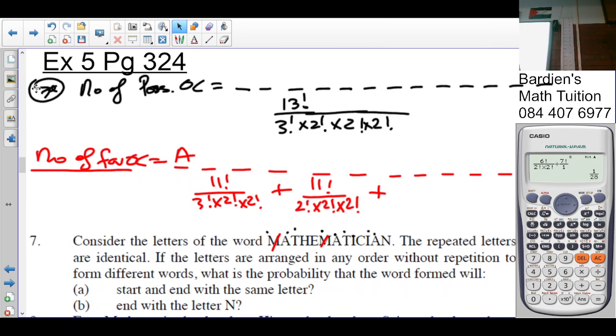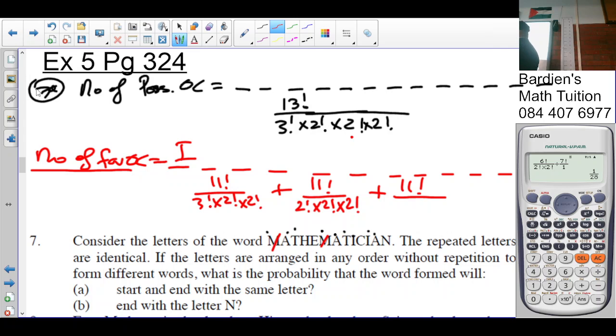Then it could start with the letter I. How many I's are there? 2 I's. So that would be 11 factorial over 3 factorial times 2 factorial times 2 factorial.